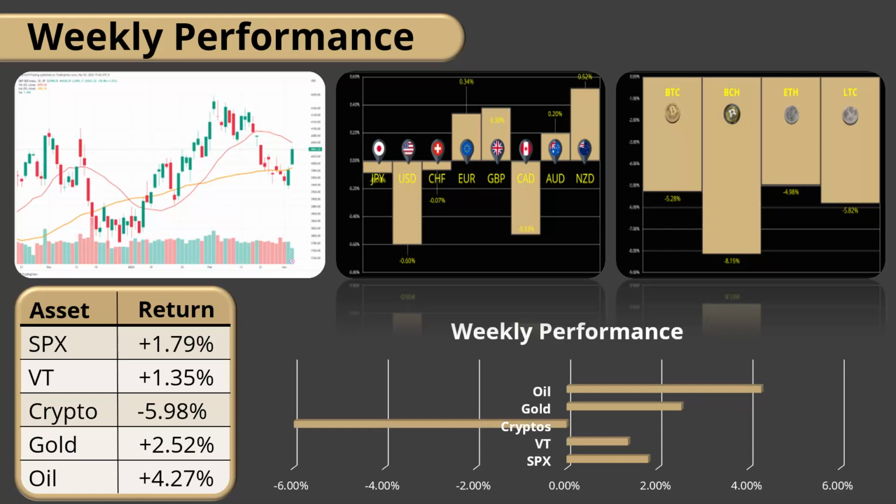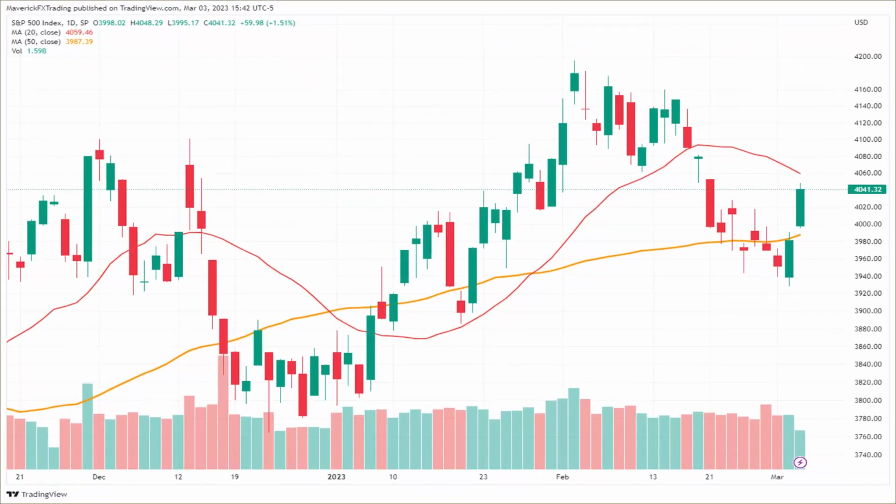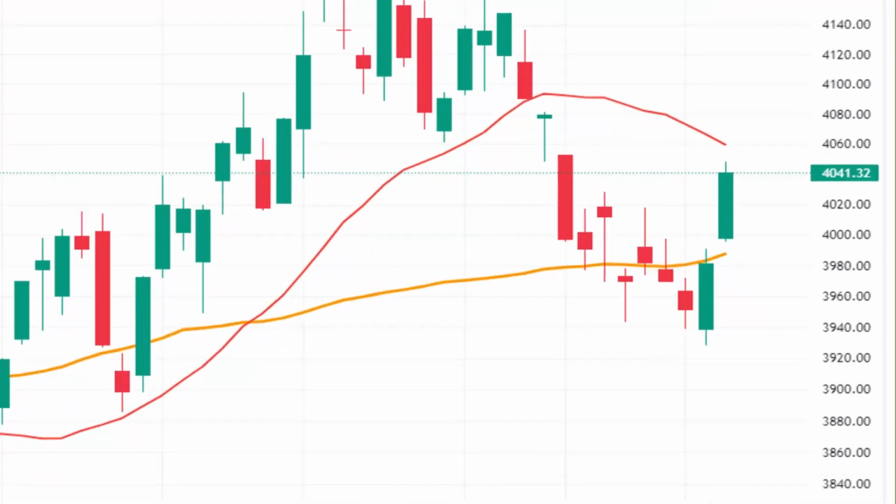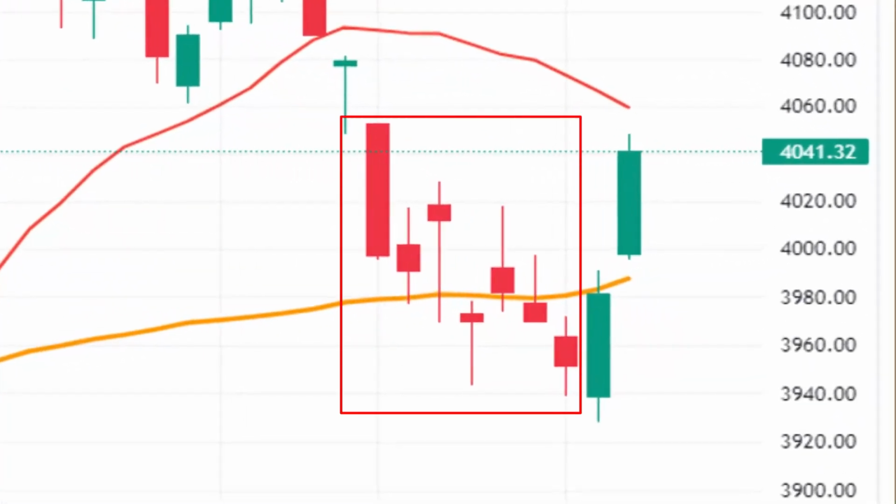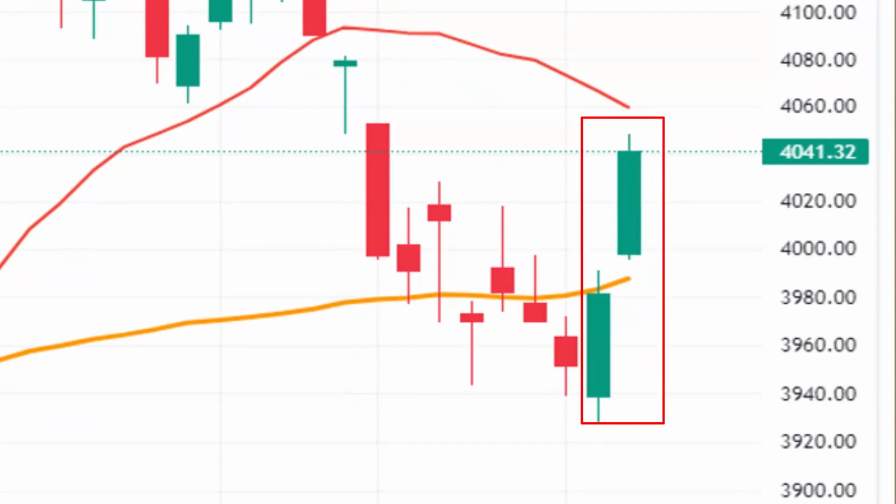You can see that the S&P gained almost 2%, the world index about 1.3%. Crypto got hit, and this all happened on Friday. We'll talk about why this happened here in a second. Gold was strong, oil was strong, everything looked good. Here are the candles that I was talking about. Now you can see that we basically had 7 red candles over the last 2 weeks, and 2 candles completely erased all of those losses.